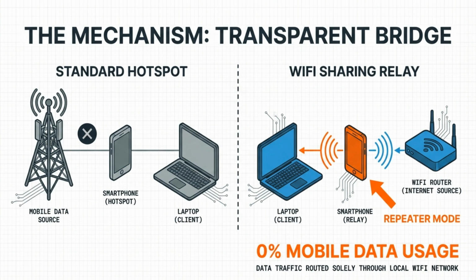Unlike a standard hotspot using mobile data, a Wi-Fi sharing relay uses the smartphone as a repeater. This routes data traffic solely through a local Wi-Fi network, resulting in 0% mobile data usage.